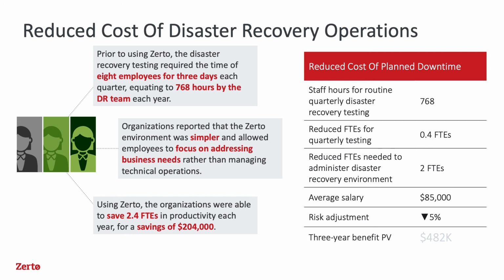Now, with Zerto, because of its simplicity, because of its orchestration and automation, employees were able to focus on addressing needs and spend less time on these operations, not having to manage reactive technical operations. Now, if you want to quantify this, the organizations were able to save 2.4 FTEs in productivity each year. That's a savings of 2.4 full-time employees that led to $204,000 as well.